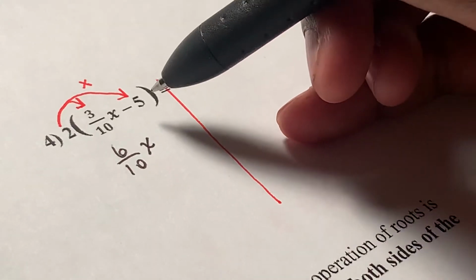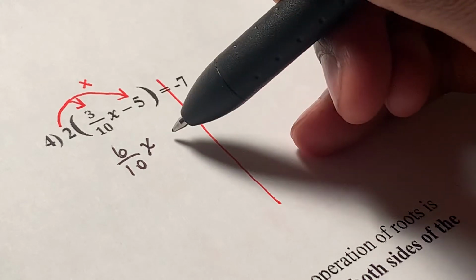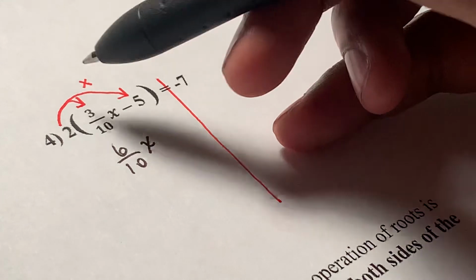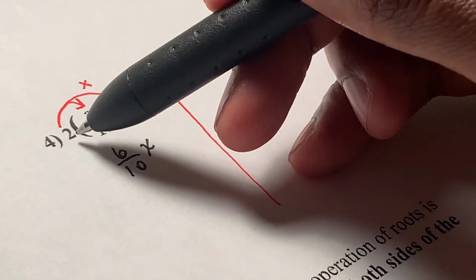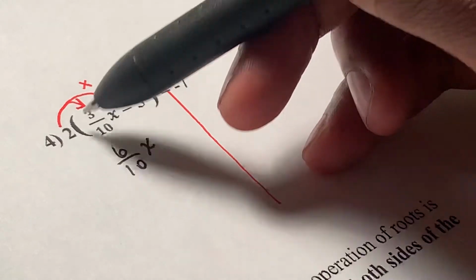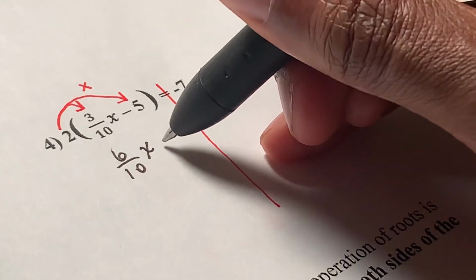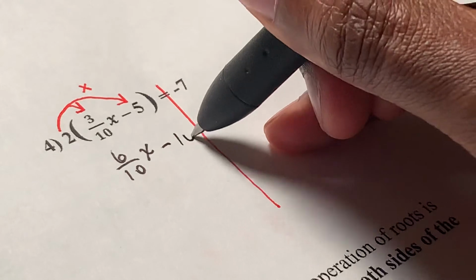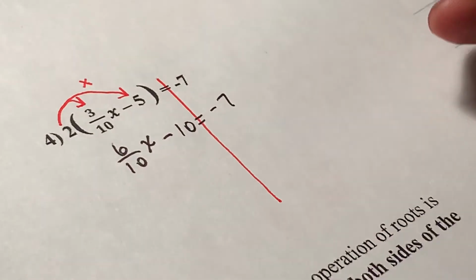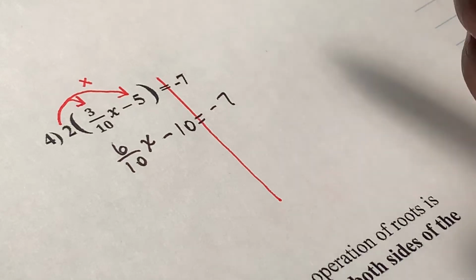Now, don't forget, ladies and gentlemen, don't bring down -5. That happens a lot. Students make that common mistake very often. We multiply with the 2 twice. So 2 times 3/10 x is 6/10 x. 2 times -5 is what? If you said -10, you are correct. I dropped the equal sign and I dropped the -7. Okay? What do you know to do now?